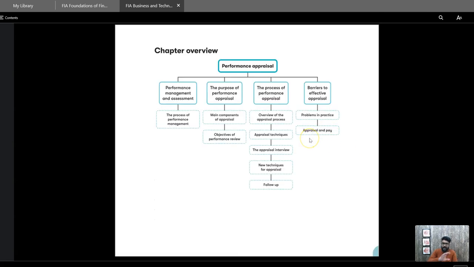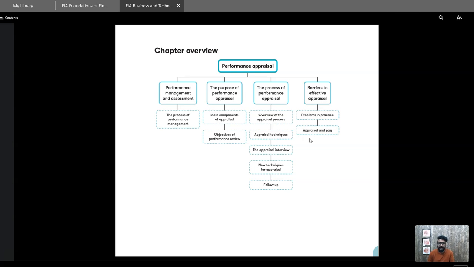17. Performance appraisal. In this chapter, we are going to learn about 4 different divisions. First division, we will be learning about performance management and assessment, the process of performance management. The second one, the purpose of performance appraisal. Why? What is the purpose of performance appraisal?